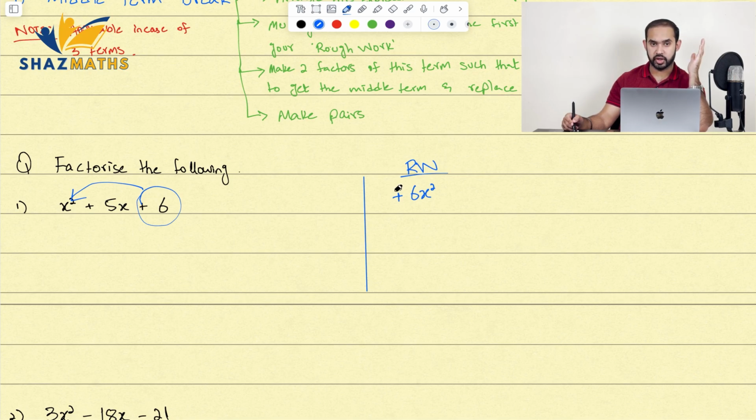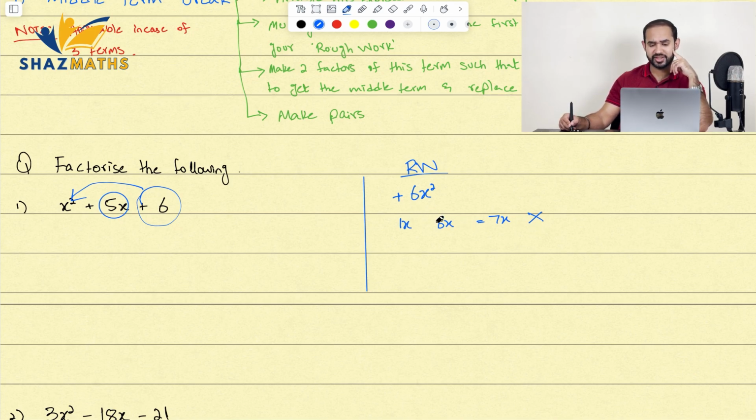Whenever I say factors of 6x squared, that means in simpler terms I will think about two numbers or two terms that I would multiply in order to get 6x squared. So let's start off. The very first two factors of 6x squared would be 1x and 6x, because 1 times 6 would be 6, right? Now if I add these two factors, I will get 7x as a result. But what I actually need is 5x. That means these factors are not the ones that I need. Let's jump on to the next one.